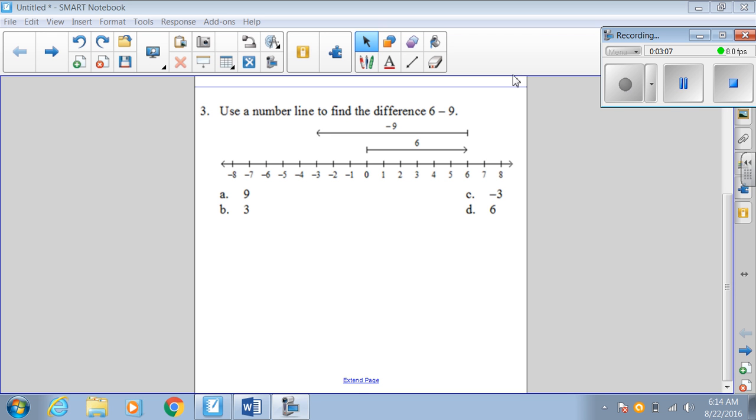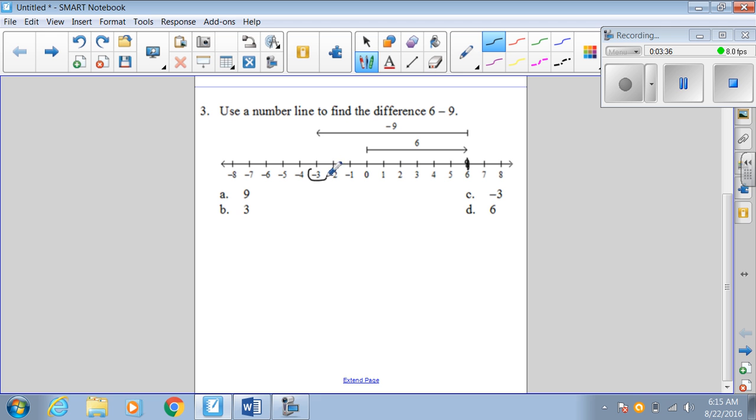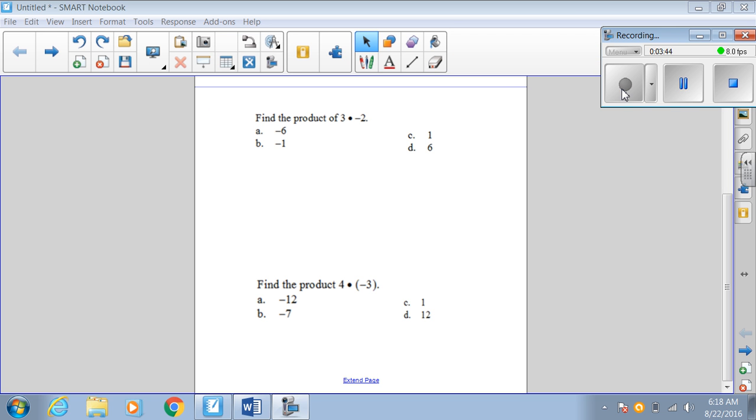Okay, moving on to number 3. This was pretty easy. It says use a number line to find the difference between 6 and negative 9. We went over this in class. If we go and start at 0 here, and we go ahead 6, positive 6 on the number line, we end up here. But if we subtract 9, now we have to go back the same 6 we went, plus 3 more. 1, 2, 3. So our answer is practically given to us in this one as C, negative 3. Alright, let's go on to number 4.